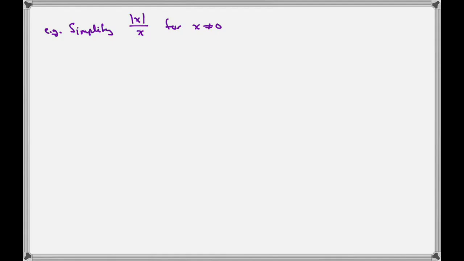There are going to be two cases. The first case is when the x inside the absolute value is positive. So let's assume that x is positive. Then the absolute value of x over x simplifies. How does it simplify? Well, because x is positive, the absolute value doesn't change the expression. This is just x over itself. And so I'm taking x over x, which gives me 1.